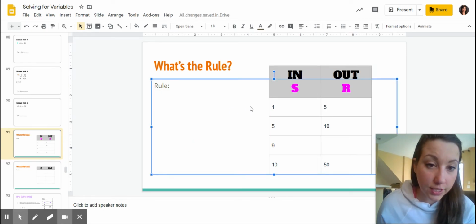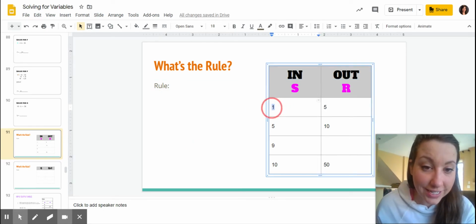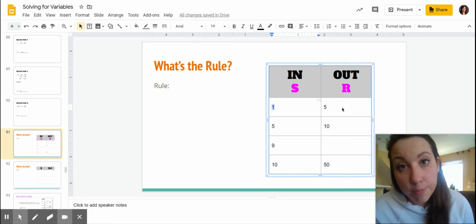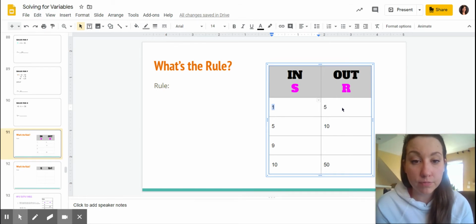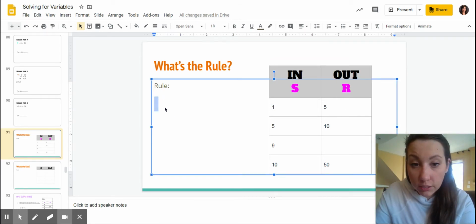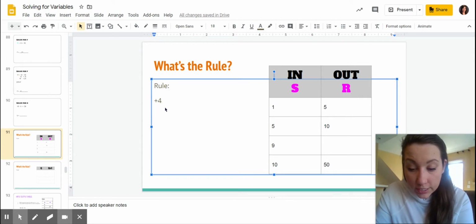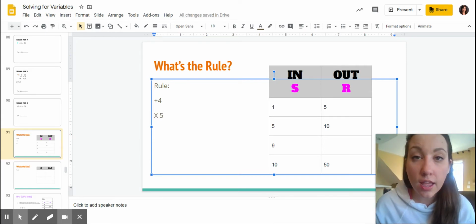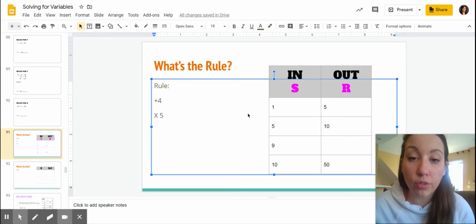So, first thing I do is look at the inside and the outside, and I notice that it's going up. And if it's going up, I know I'm adding or multiplying. So what happens to 1 to turn it into a 5? Well, I either add by 4 or times by 5. Let's see what holds throughout the whole in and out box.